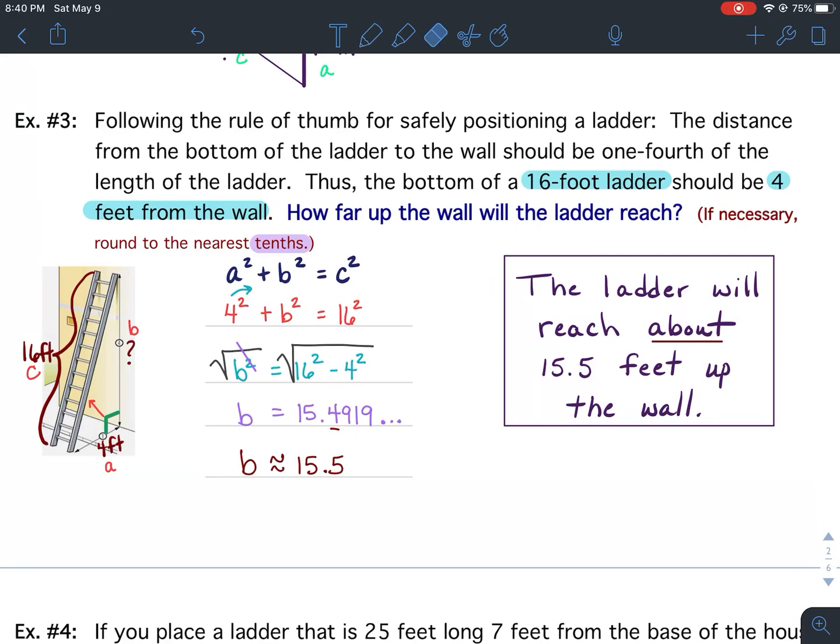If you have any questions on example 3, please let me know. Pause your video now and make sure you have everything written down.